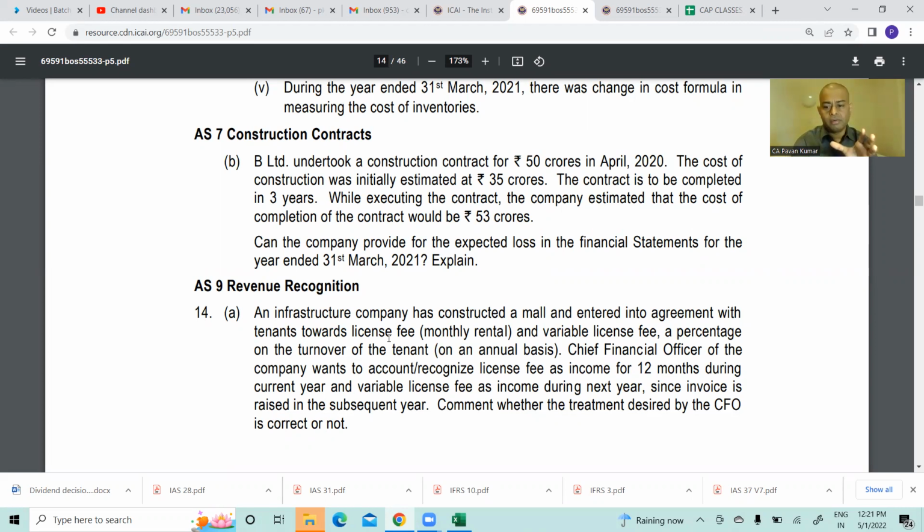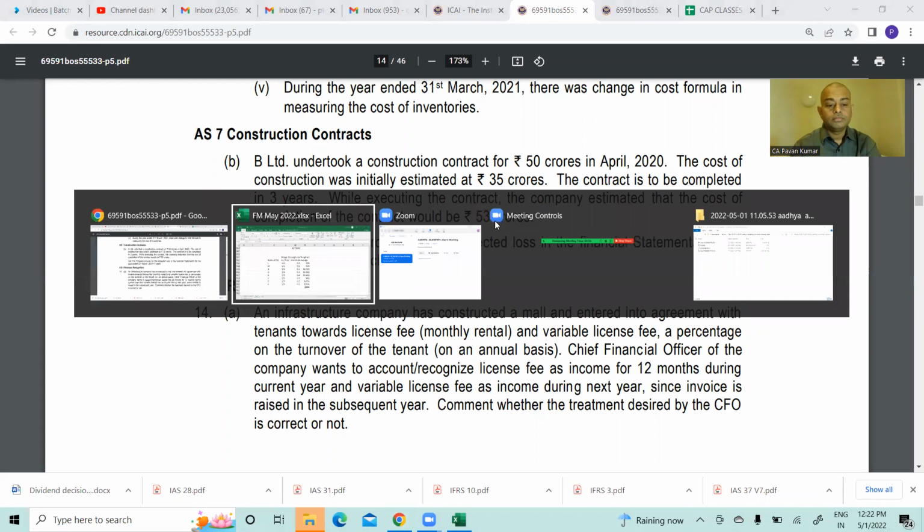The standard is very clear. If a contract gives you a total net loss, that means considering the whole contract, not the current year, the loss should be recognized immediately, irrespective of the degree of completion. 2, even if the construction has not yet started execution. 3, even if you earn profits from the other contracts, still this 3 crores should be charged. The loss should be recognized. Understand?